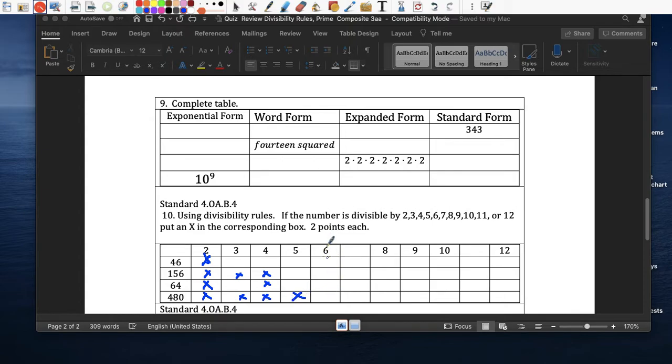Divisibility rule for 6: it has to be divisible by 2 and 3. So which of these numbers are divisible by 2 and 3? Well, 156 is, so 6 is going to work. And 480 also is divisible by 2 and 3, so 6 is going to work.